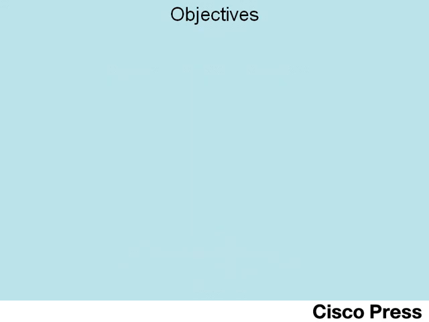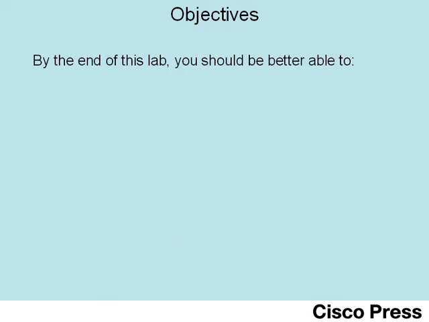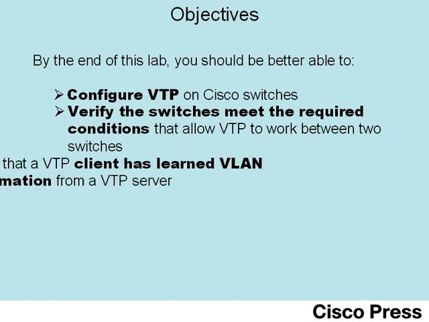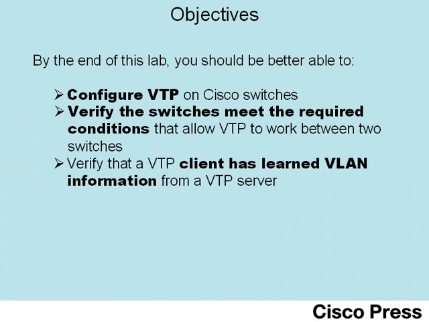This lab has three main objectives. By the end of this lab, you should be better able to configure VTP on Cisco switches, in particular VTP server and client modes. You should be better able to verify that switches meet the required conditions in order for VTP to work. And you'll also see how to verify that a VTP client has learned VLAN information from a server.